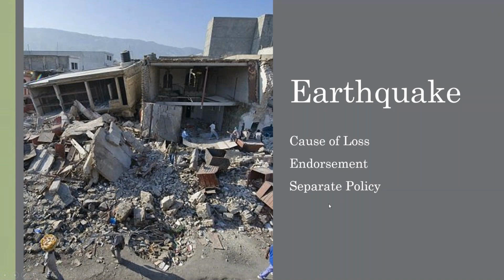Now, earthquake coverage. There's a couple ways of purchasing earthquake. Number one, we just talked about how it could be added to your policy as a cause of loss form, and it would be a named peril form, which covers earthquake loss. Some states or some companies offer earthquake as an endorsement added to your existing policy, or you can buy it as a separate policy, maybe through the earthquake program in your state. And so there's three ways of purchasing earthquake coverage. Cause of loss form added to your existing policy, an endorsement added to your existing policy, or purchase a separate policy to cover earthquake losses.